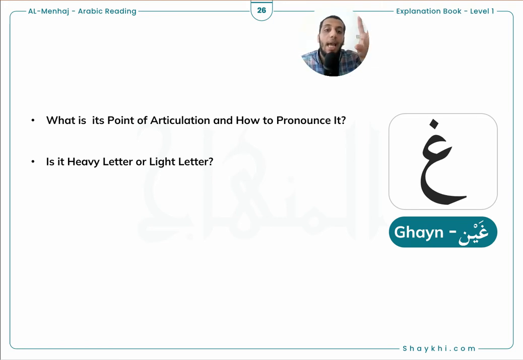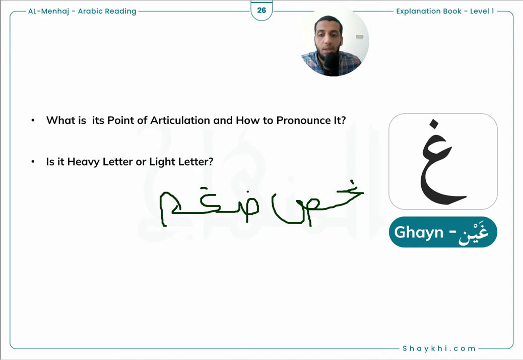Gha. The heavy letters in Arabic are collected in this acronym: Khussa, Dhghat, Qaf.